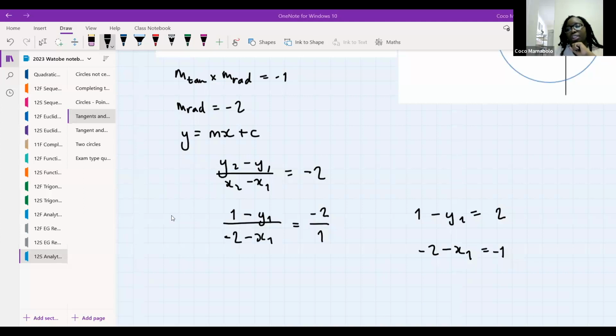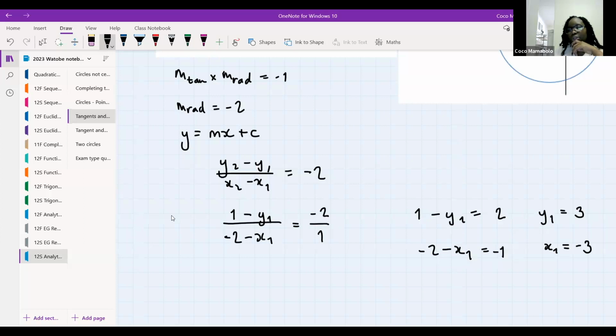Okay, so what was your answer for Y? Y1 was equal to 3, ma'am. Okay. Y1 is equal to 3 and X is equal to? Negative 3, ma'am. Okay, so you got 3 and negative 3.